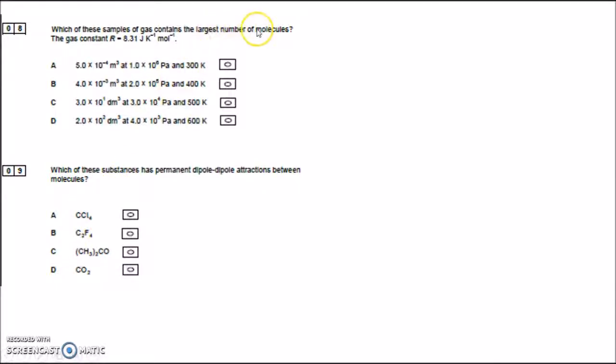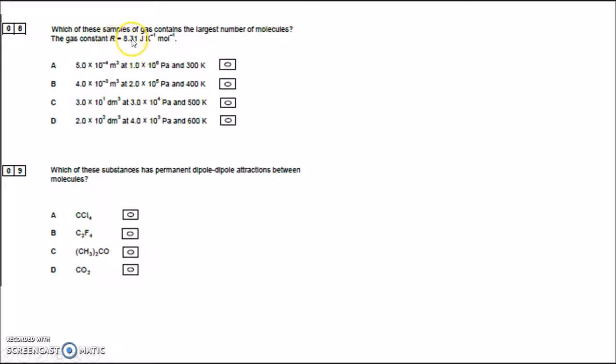So another way of saying this is which of these has got the largest number of moles, because you're going to multiply each of them by the same number, Avogadro's number, to get the number of molecules. So you can miss out that step and just reinterpret this question as saying which of these has got the largest number of moles. So how are we going to do that?